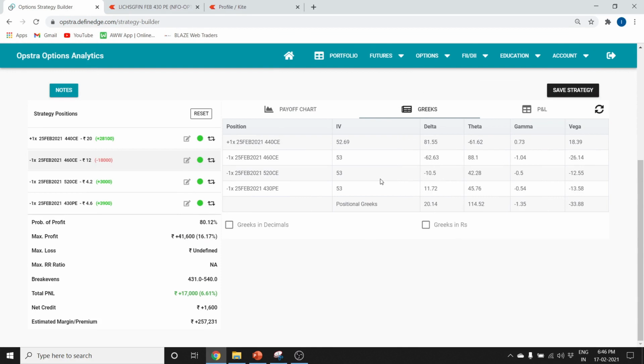So after adding these two legs, our net delta is 0.2 now. Correct. So this is the way.